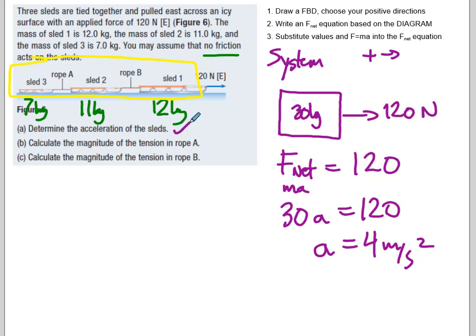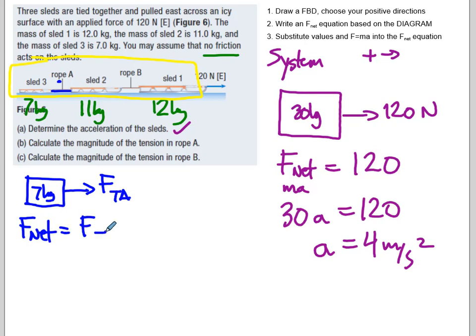So there's the first one done. Calculate the magnitude of the tension in rope A. So let's go with blue for rope A. That's this one right here. Okay, so I'm going to draw a free body diagram for sled 3. The only force acting on there is the force of tension from rope A, and it is 7 kilograms. So if I write an F net statement, I have this tension force here of FTA.